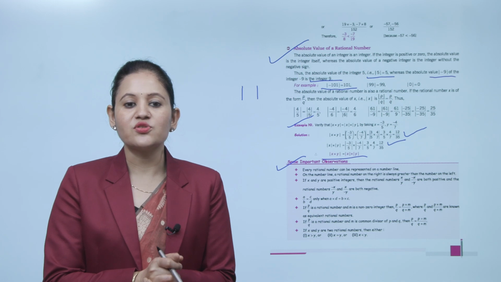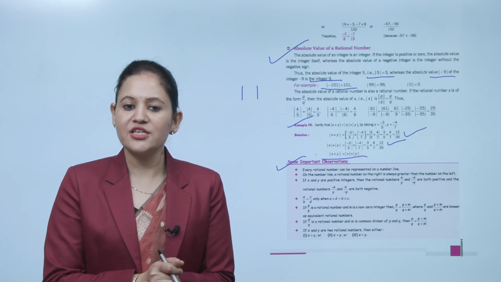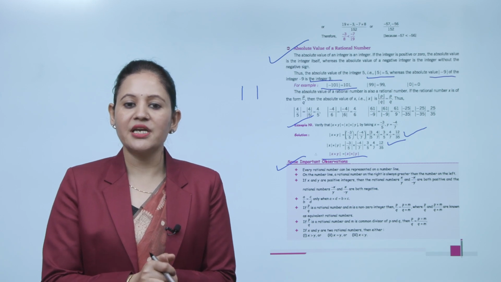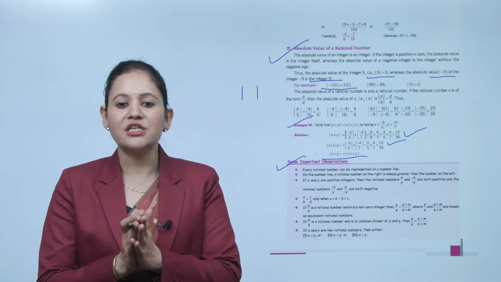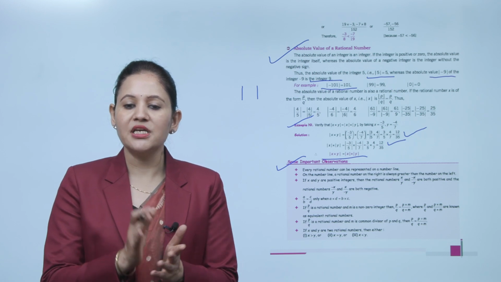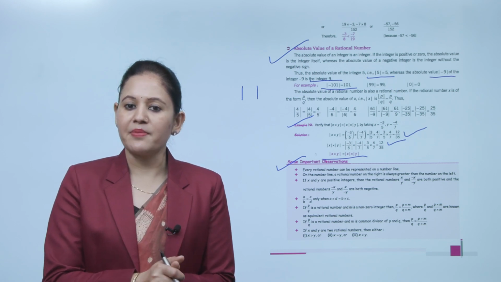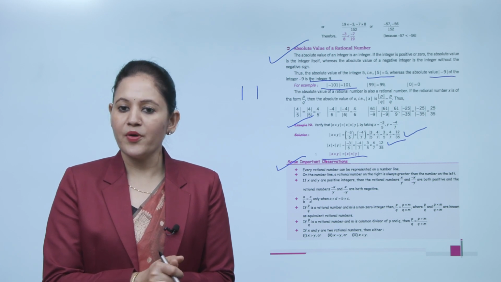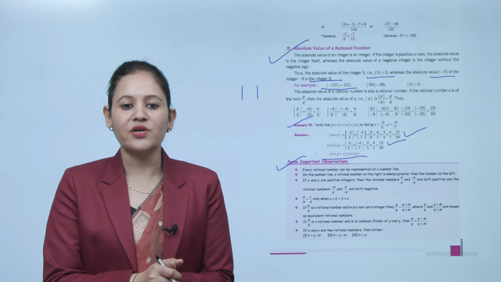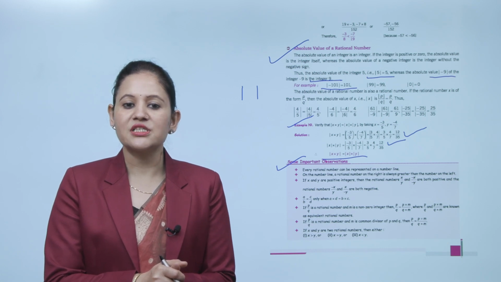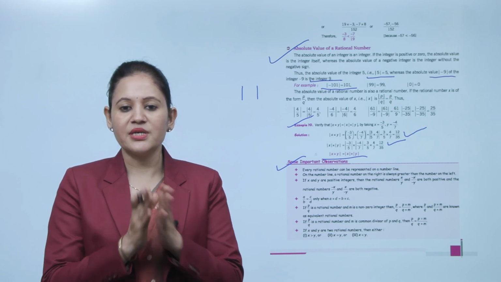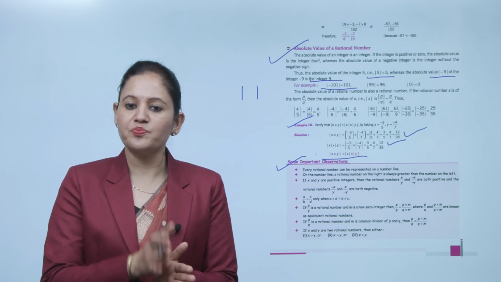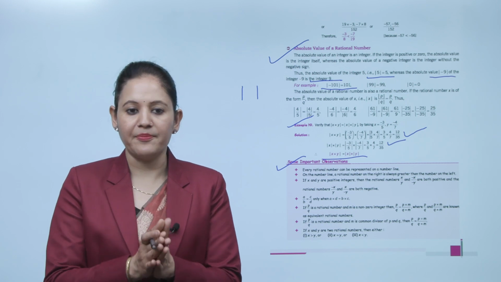A upon b equals c upon d only when a into d equals b into c. If p upon q is a rational number and m is a non-zero integer, then p upon q equals p multiplied by m upon q multiplied by m, where p upon q and p into m upon q into m are known as equivalent rational numbers. If p upon q is a rational number and m is a common divisor of p and q, then p upon q is equal to p divided by m upon q divided by m.